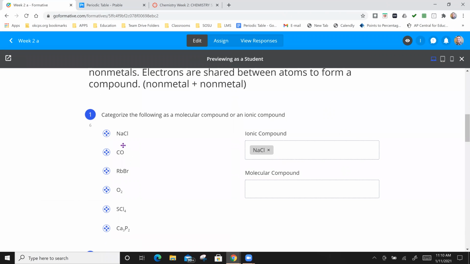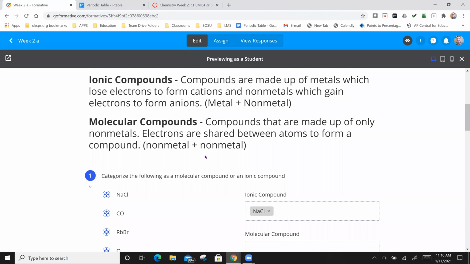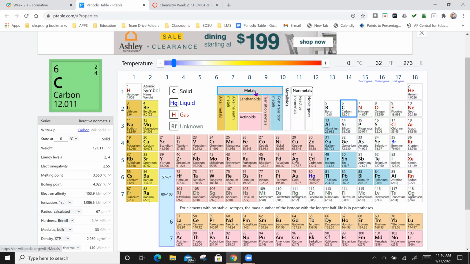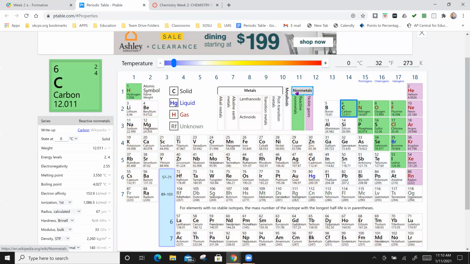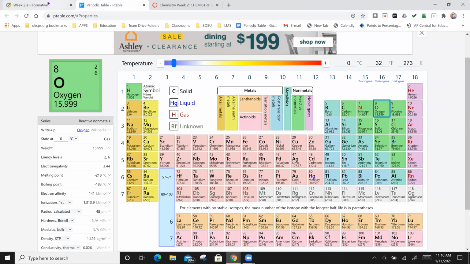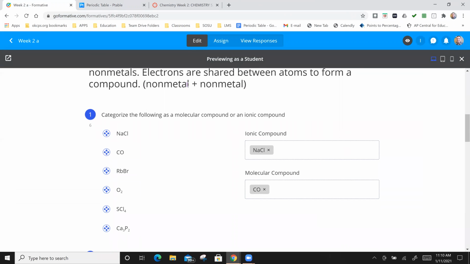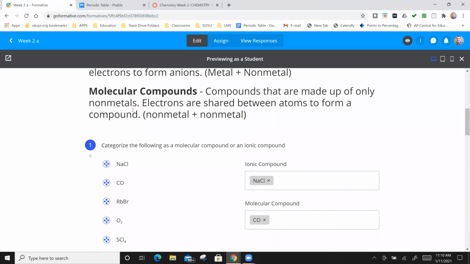And then I have the next one, carbon monoxide, carbon and oxygen. I just need to know, is it a metal and a nonmetal or a nonmetal and nonmetal? So I go to my ptable.com. I find carbon, I hover over metal. Carbon is not a metal because it's not in the colored section. Is it a nonmetal? Yes. What about oxygen? Yes. So it's both nonmetals, and I simply move it over to molecular compound because nonmetals are associated with a molecular compound.